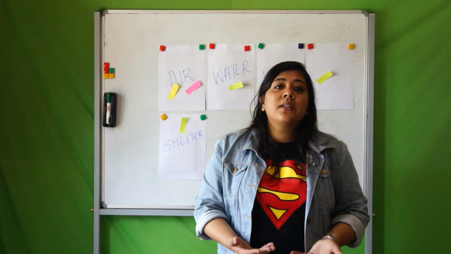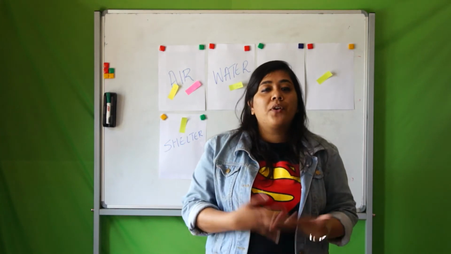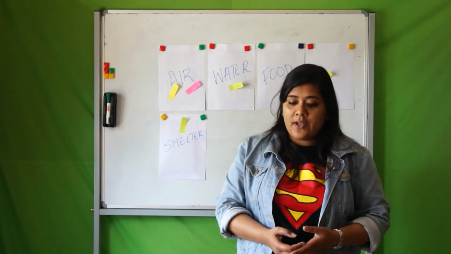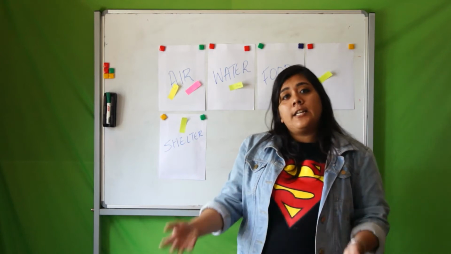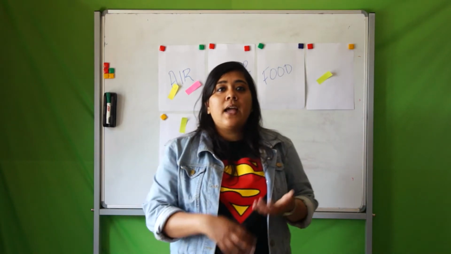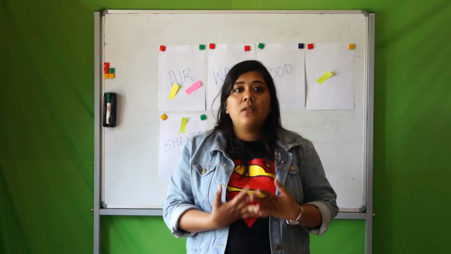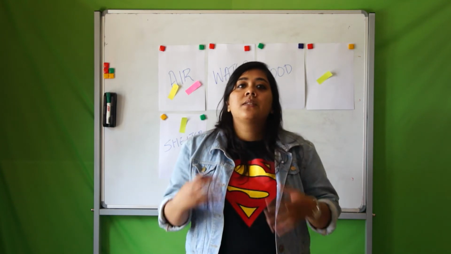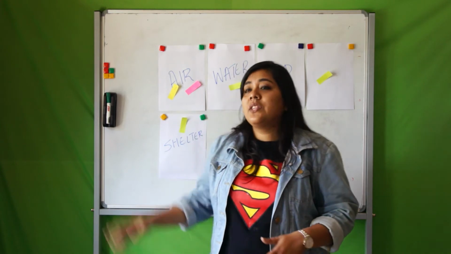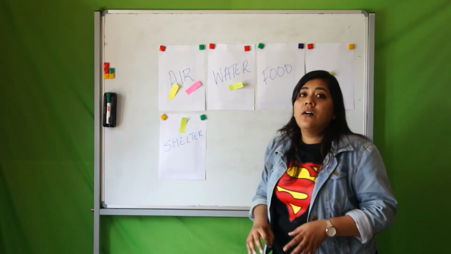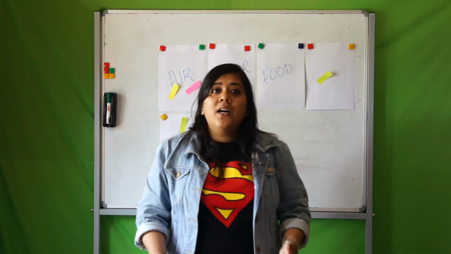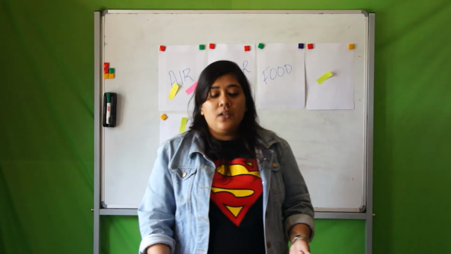Food, they can themselves tell the answer that food is very important. Without food, we will not be able to survive. And shelter. Shelter protects animals and human beings from rain or cold or extreme weathers and keeps them safe against other predators. So these are the 4 things that the Earth needs for things on the Earth to survive.